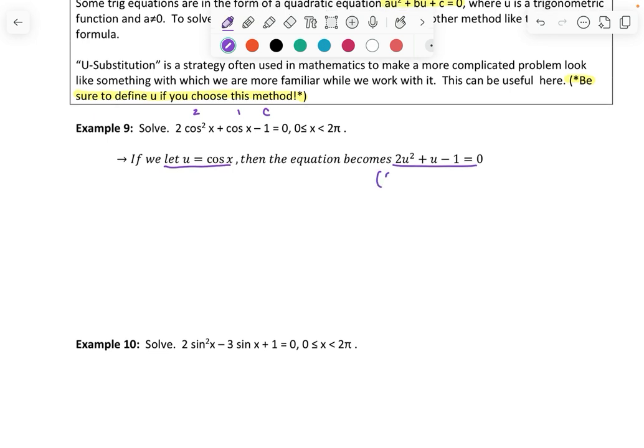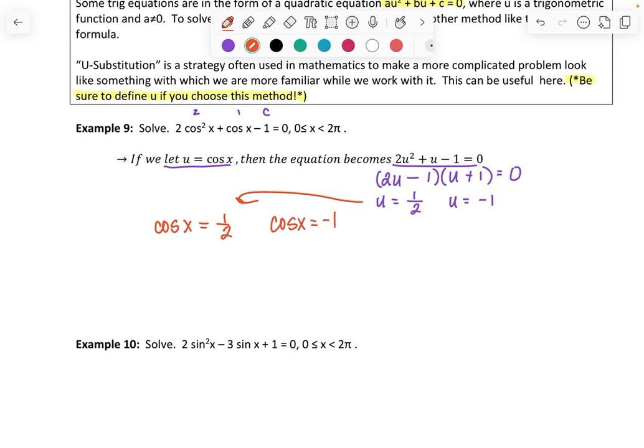We can factor this using whatever factoring method you prefer. Let's see, u plus 1 equals 0. And now we set each of those factors equal to 0, so I get that u equals positive 1/2, or u equals negative 1. Now, those are the solutions to this quadratic equation. However, we are looking for the solutions to cosine of x equals 1/2 and cosine of x equals negative 1. This is where we put whatever our u was back.